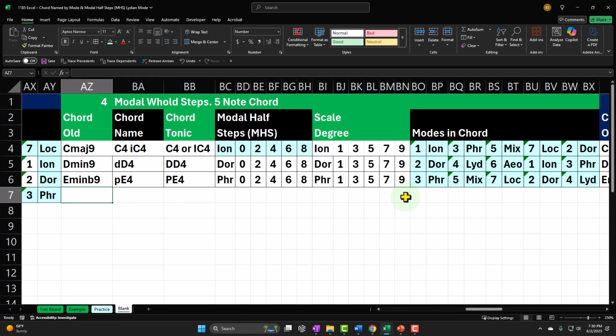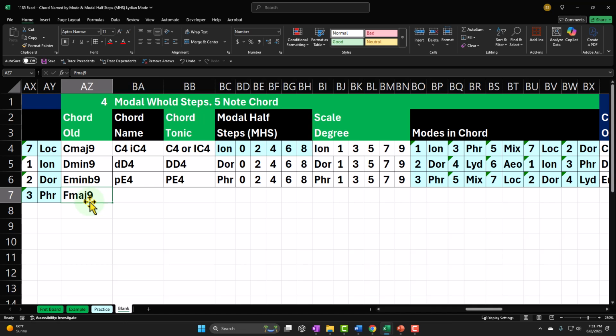Okay. Well, what if we did a 5-note chord? What would we normally call it? We'd have to call it like an F major 9, something like that, which is kind of funny. Well, that works, right? But what does the 9 mean?